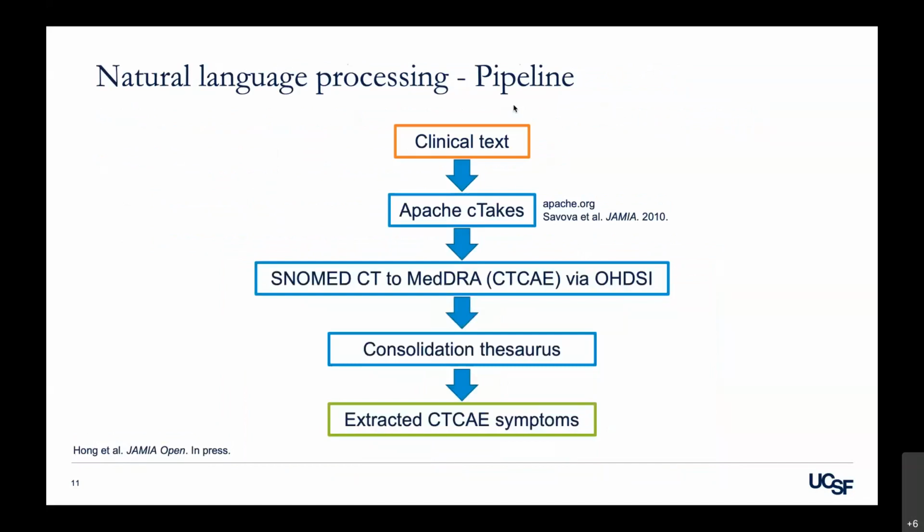The approach we took was to use a publicly available option, Apache cTAKES. It uses a combination of rule-based and machine learning-based approaches to extract a very broad swath of clinical data from clinical notes, so it's not use case specific. Because we were working on CTCAE, there were extra elements in our pipeline to convert the output from cTAKES into CTCAE, and then consolidate across various terms which were either redundant or had corresponding mapping terms in MedDRA. We extracted the CTCAE symptoms that occurred during radiation treatment, and this study is in press.